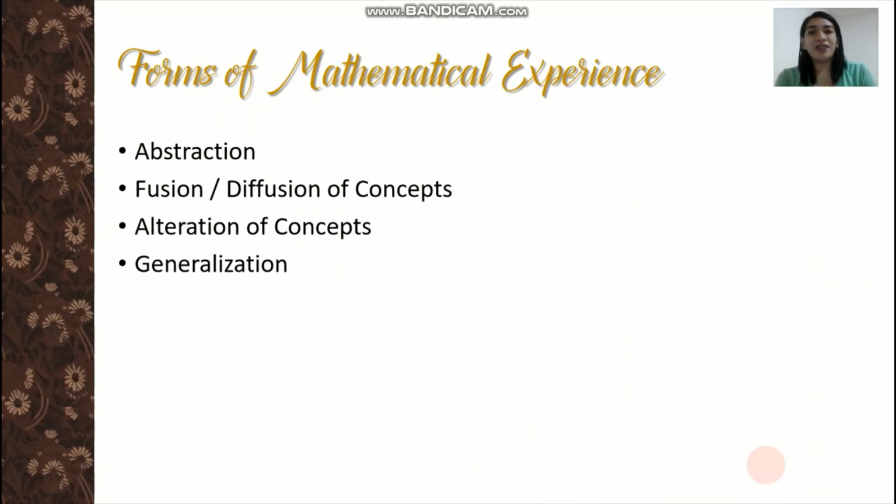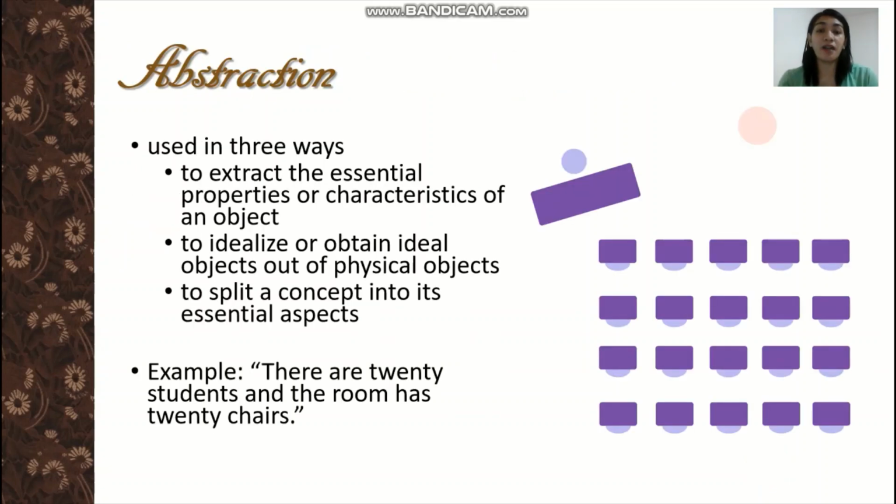Okay? Now, there are different forms of mathematical experience. Okay? So, let's discuss all of these. Daanan natin lahat. So, first we have abstraction, then we have fusion and diffusion of concepts, alteration of concepts, and generalization. So, first we have abstraction. Okay? Abstraction is used in three ways. Okay? Pag sinabi natin abstraction, you actually extract the essential properties or characteristics of an object. You also idealize or obtain ideal objects out of physical objects, and you split a concept into its essential aspects.